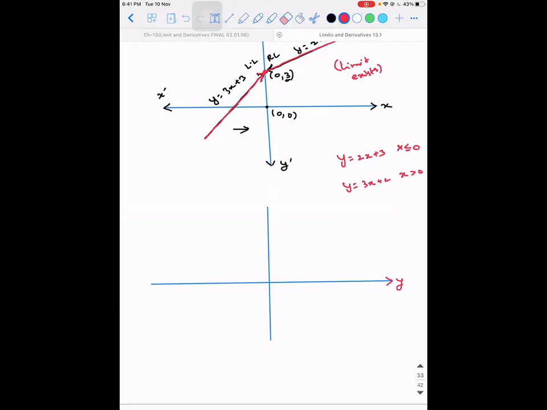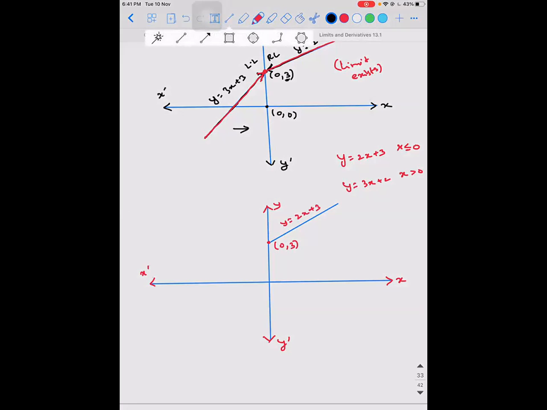This is x, y, x dash, y dash. So y is equal to 2x plus 3. By now you know, where does it start from? It starts at 3, sir. 0, 3. So this is y is equal to 2x plus 3. Whereas if I draw for y is equal to 3x plus 2, what will happen?